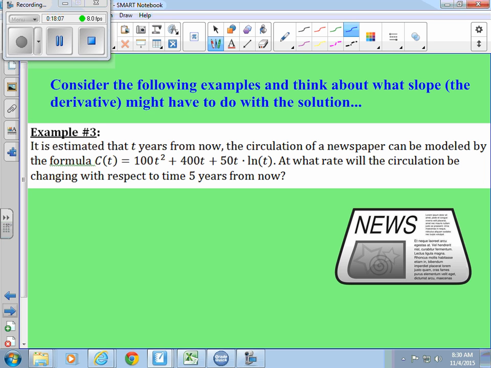Derivative is the rate of change. So would you agree that I just need to find C prime of 5? And then I would have the answer to this question. I just want to know the rate of change of the circulation. So let's find C prime of T.